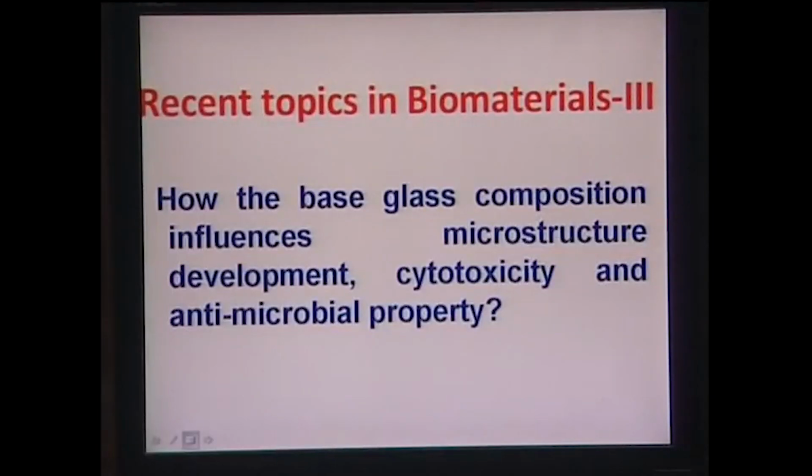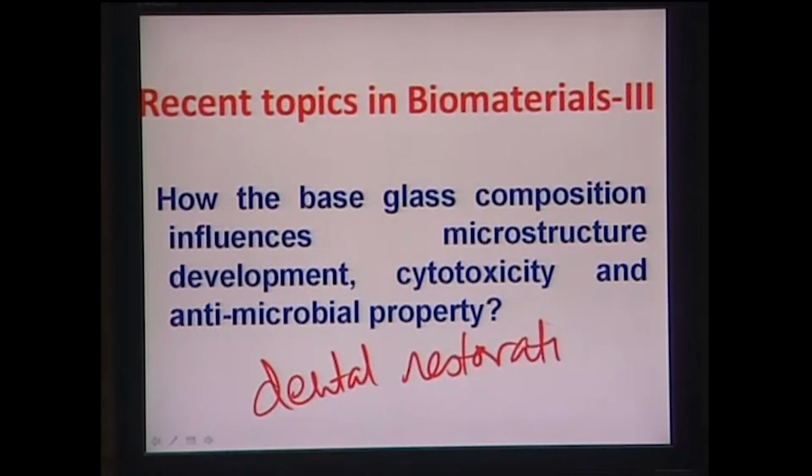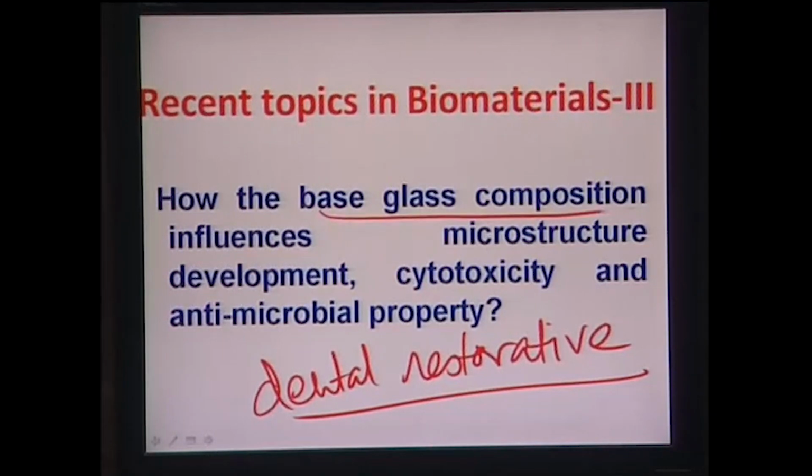So the next topic that I would like to discuss relates to materials for dental restorative applications. These dental restorative materials were developed in a laboratory, and they are glass ceramic based materials. I want to show you how, if the base glass composition changes, and if the heat treatment condition changes, that changes the microstructure in these materials, and the cytotoxicity and antimicrobial property of this material.